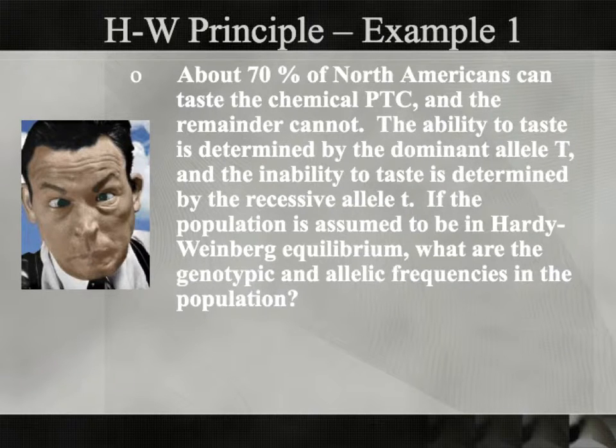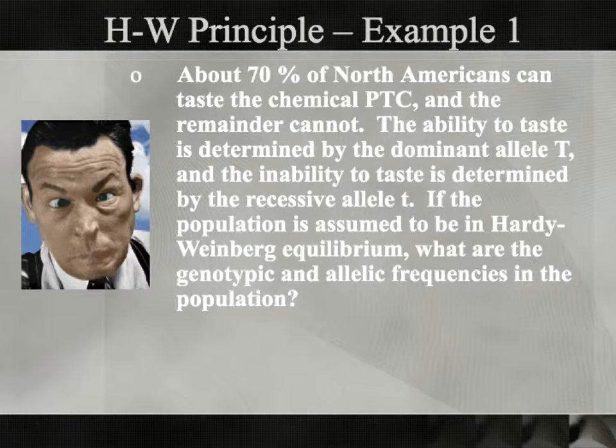Now, to put this formula in an example, we have a question here. About 70% of North Americans can taste the chemical PTC, and the remainder cannot. The ability to taste is determined by the dominant allele T, and the inability to taste is determined by the recessive allele t. If the population is assumed to be in Hardy-Weinberg equilibrium, what are the genotypic and allelic frequencies of the population?